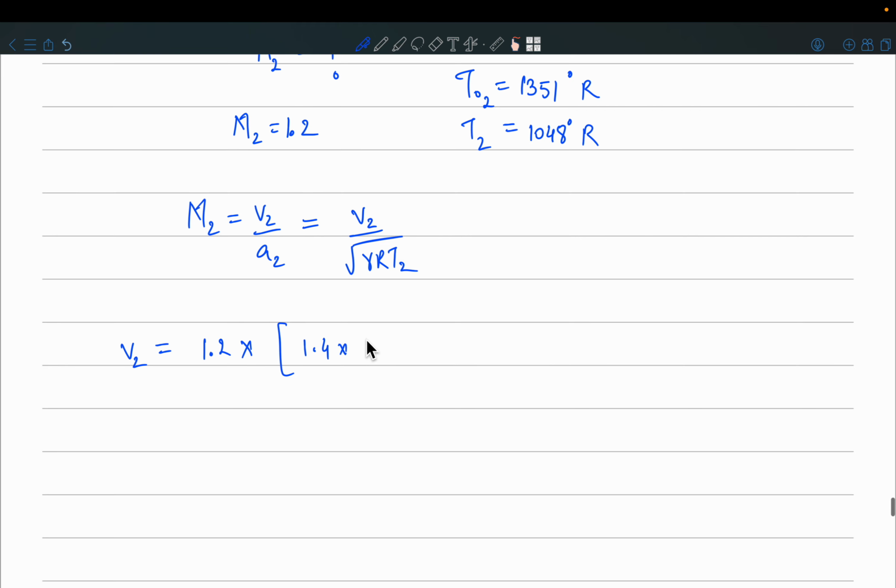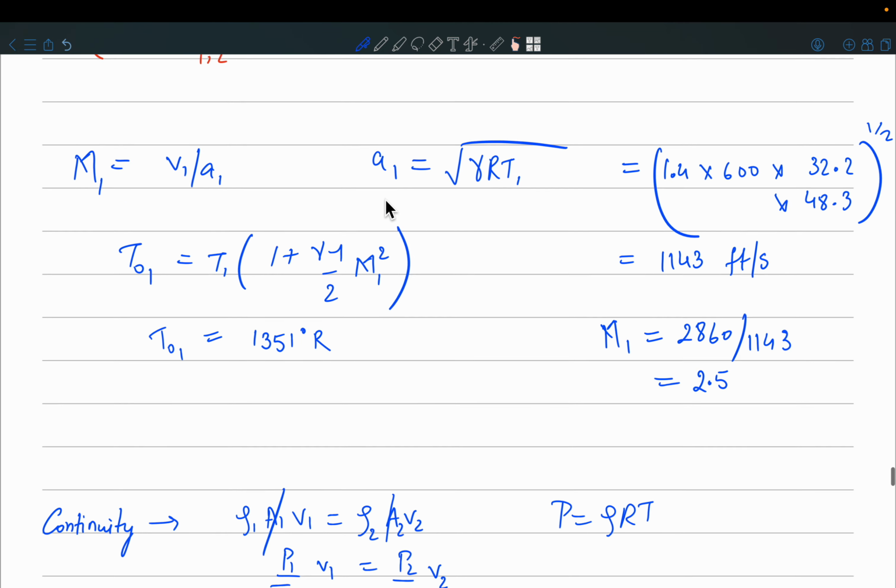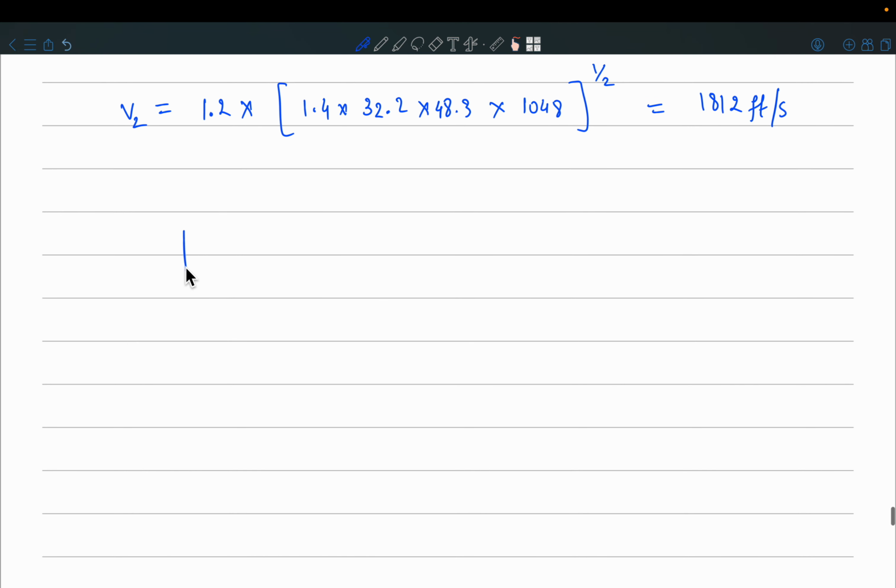No, so yeah, the value is what I gave you earlier, 32.2 into 48.3 is what we take. Okay, 1812 feet per second. Okay, so now what do we do? Do you know P1? How do you find P1? P1 is given to you. It's 15 psi. Okay, so now you can apply your continuity equation and get P2.